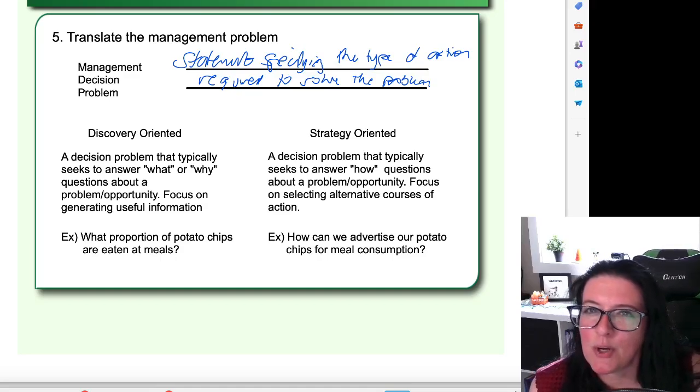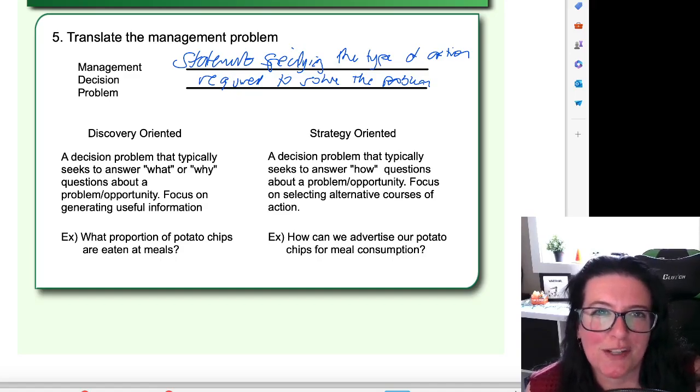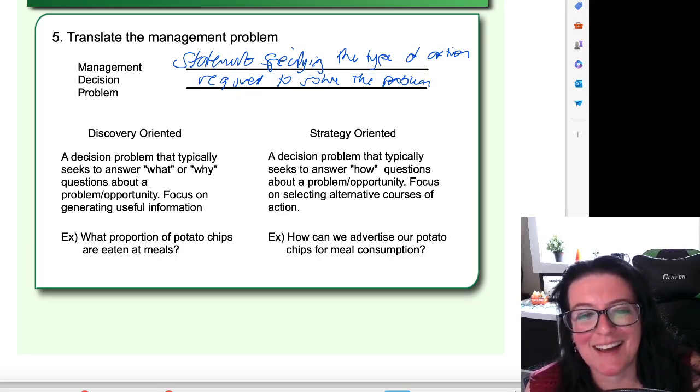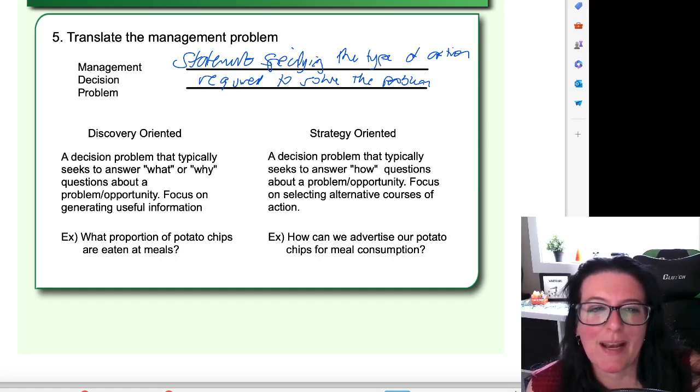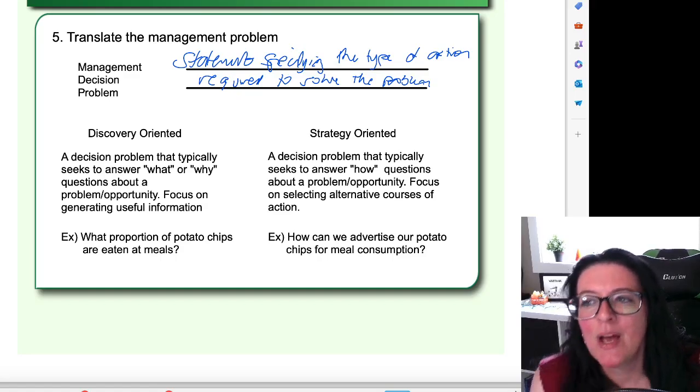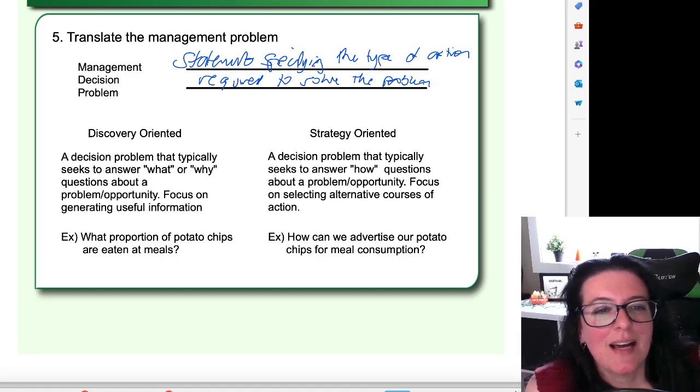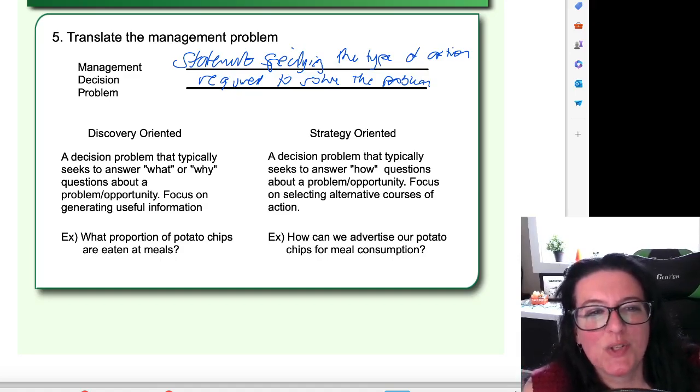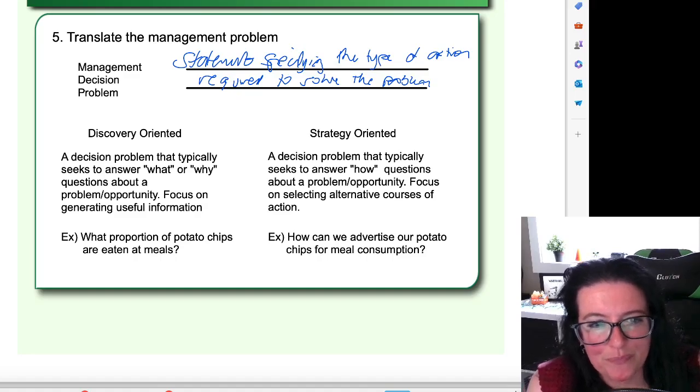Now, it doesn't mean that in your research project you're not collecting data, right? We talked about descriptive analytics, which is really just collecting facts and information explaining what is happening. Yes, we want that, but we want it to help us inform a strategy or how we're going to move forward.